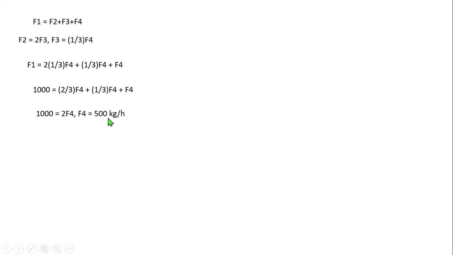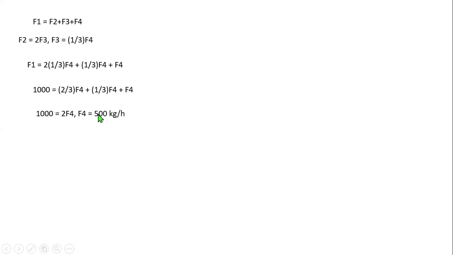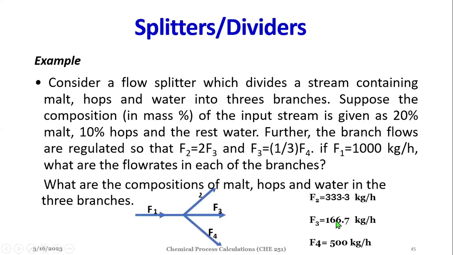And I can put it back in the relations we had. So we know that F3 is 1/3 F4. So I'll just find 1/3 of this value to get my flow rate for F3. Then 2 times F3 will give me F2. So I'll just multiply that answer by 2. So when I do that, I will get these answers here.